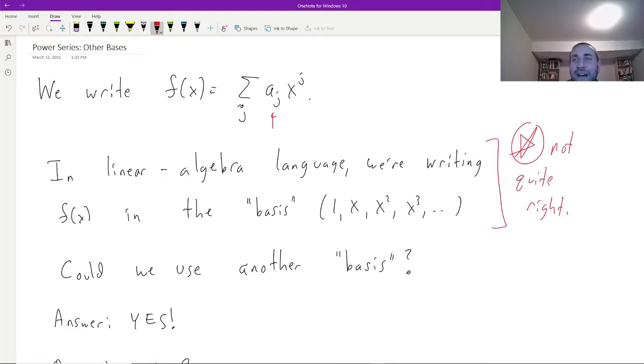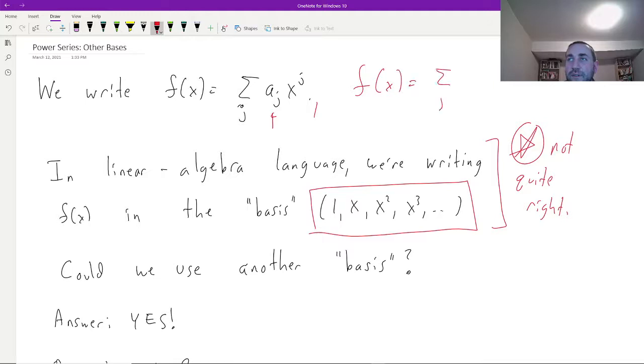And that might lead you to ask, well, could we use another basis? That is, instead of using the monomials, could we use some other collection of functions and write something like, f of x is equal to the sum over j of a_j times g_j of x, where g_j is some other nice collection of functions, not this one. And the answer, of course, is yes.